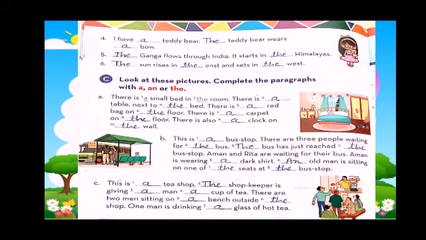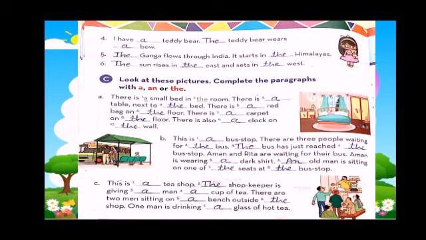Fourth, I have a teddy bear. The teddy bear wears a bow. So the word teddy begins with the consonant sound T, so we used article A. The teddy bear wears a bow. Here the word teddy bear is used a second time, so we used article the. Here bow, the word bow begins with the consonant sound B, so we used article A.